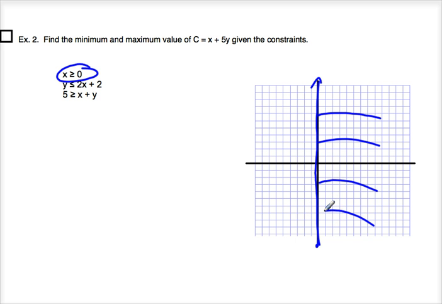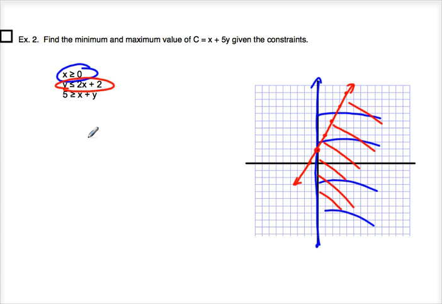Now I'm going to graph y is less than or equal to 2x plus 2. That would be a y-intercept of 2 and a slope of 2, so it would go up 2, 1 right, up 2, 1 right. It's going to be a solid line. And where is y smaller? Down here. Again, I'm really only interested in where they overlap, so right now I'm only shading where it was already blue.